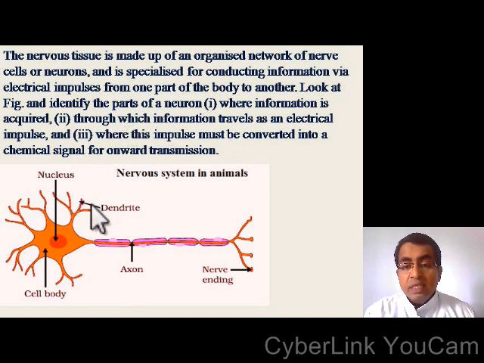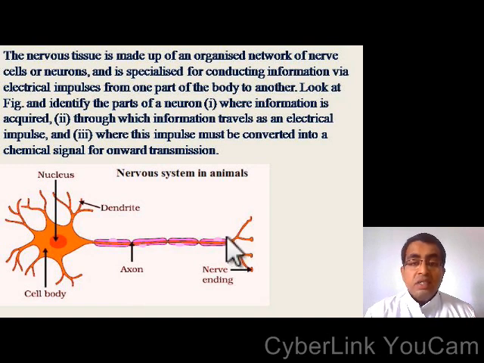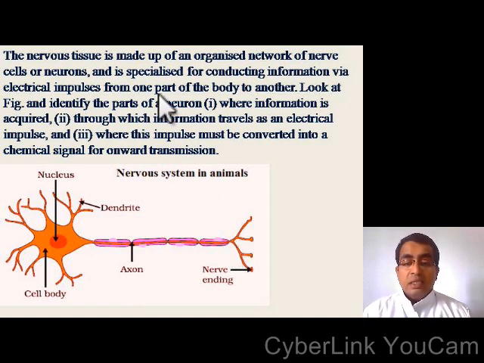Look at the figure and identify the parts of a neuron where information is acquired. This is the place where the information is acquired, the dendritic region. Identify the parts in which information travels as an electrical impulse. So this is a region where the information travels as an electrical impulse. Identify the region where this impulse must be converted into a chemical signal for onward transmission. This is the place where the electric impulse is converted to a chemical signal. So this is the structure of a neuron.